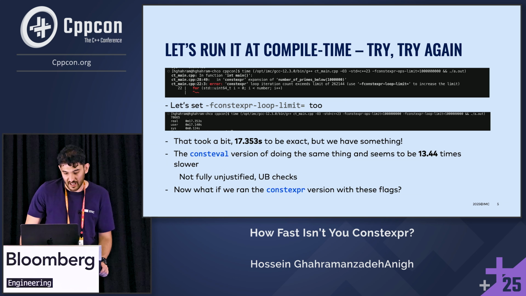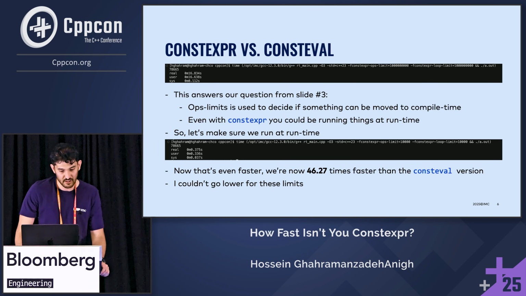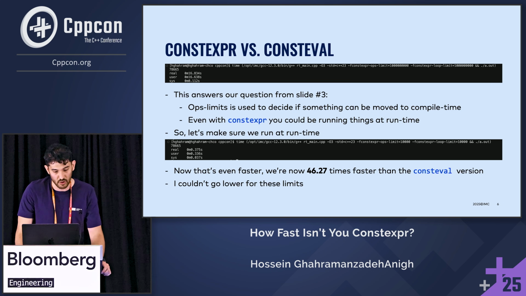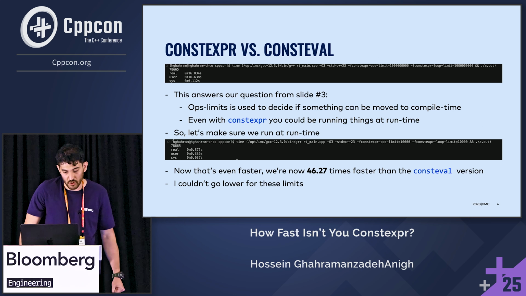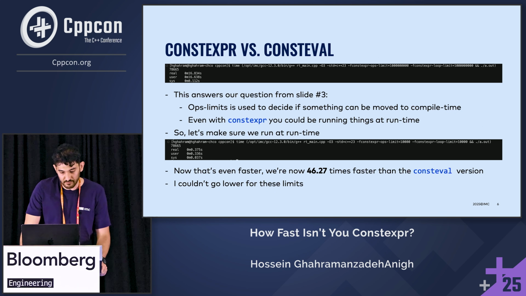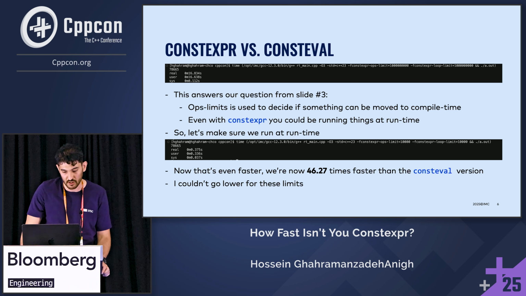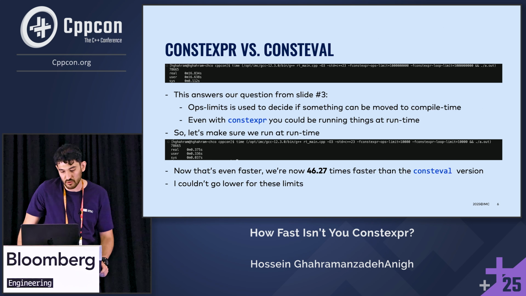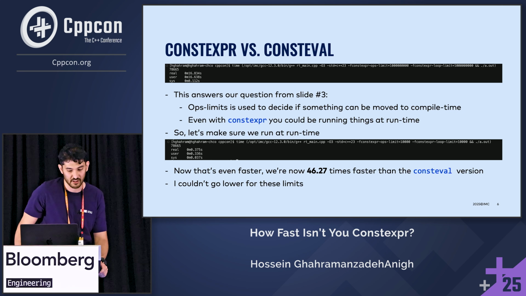So what if we ran the Constexpr version with the same flags? Now the Constexpr version runs at a similar time. So I guess we know that the compiler is using these flags to figure out if it should run something at compile time or runtime. So let's lower these limits as much as possible. I couldn't go lower than 10,000 because apparently the standard library is also doing some stuff at compile time. So 10,000 it is. And now we're only 46.27 times faster than the Consteval version.